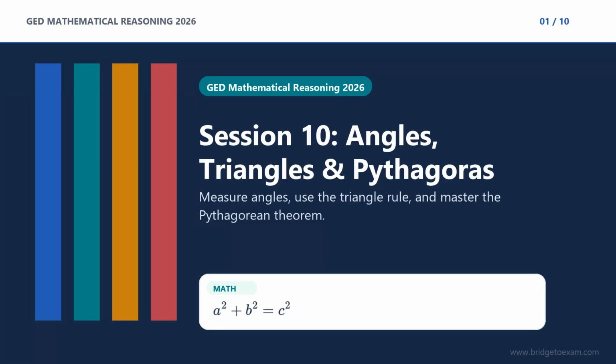Welcome to Session 10, Angles, Triangles, and the Pythagorean Theorem. Let's take it slowly. First, we will name angles and use the rules that connect them. Then, we will use the fact that a triangle's angles always add to 180. And finally, the famous Pythagorean theorem for right triangles.